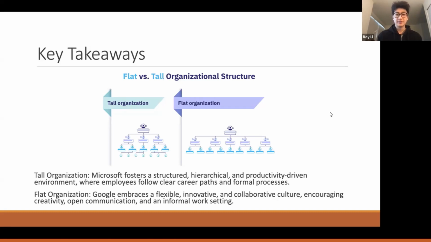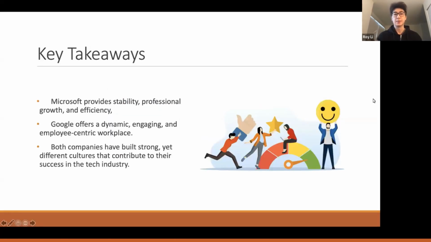At the end of the day, there's no such thing as a perfect or total 100% work culture that fits our ambitions or career path, because the choice between these work cultures heavily depends on our individual preferences. Some of them could be due to our personality, character, work ethics, compensation, and the people that you work with. Microsoft is ideal for those who value structure and career progression, while Google appeals to those who thrive in a more creative, collaborative, and adaptive environment.